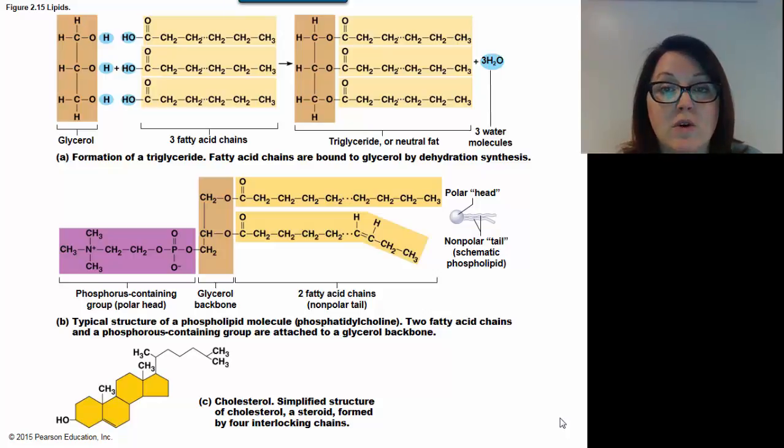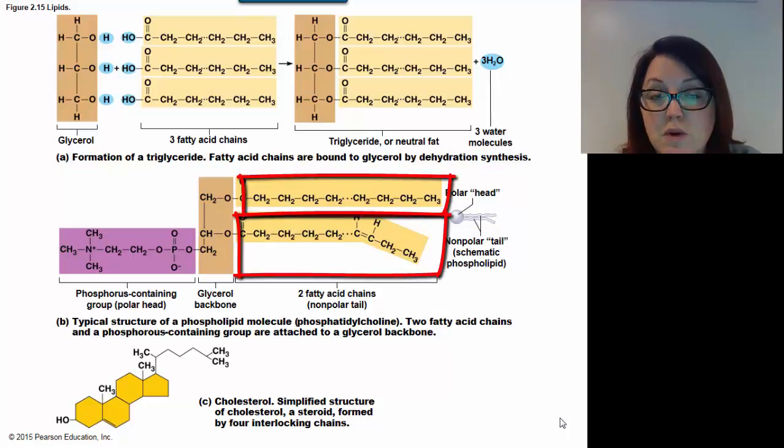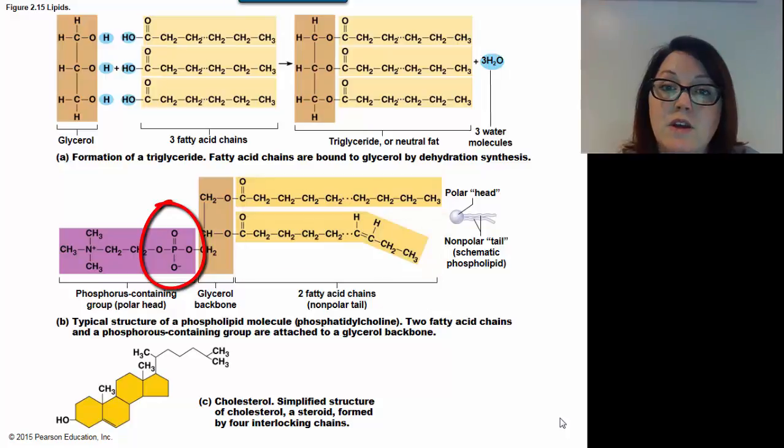Next up in the lipid category are phospholipids, which we see here in the center of the screen. The triglyceride had 3 fatty acid chains, 3 chains of carbons and hydrogens. The phospholipid only has 2. And in place of the 3rd fatty acid chain, it has a component that contains phosphate, which is a group containing phosphorus and oxygen, which we can see here.